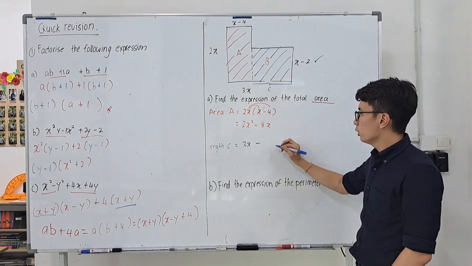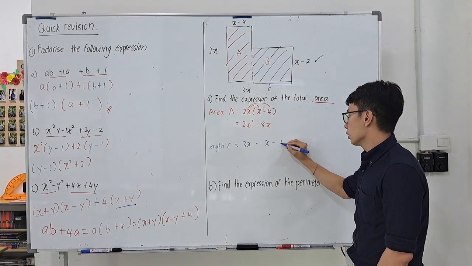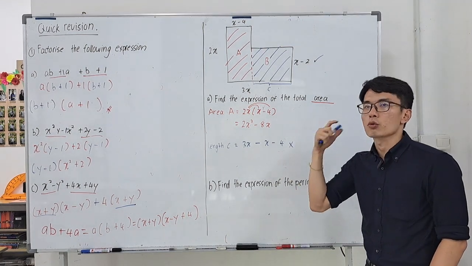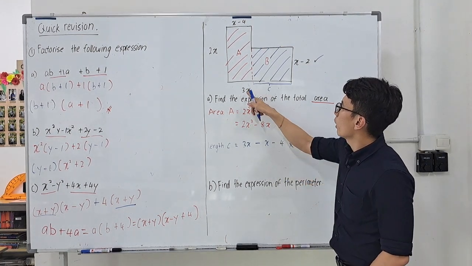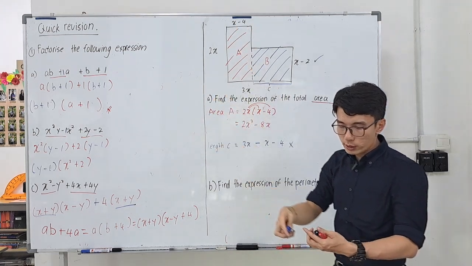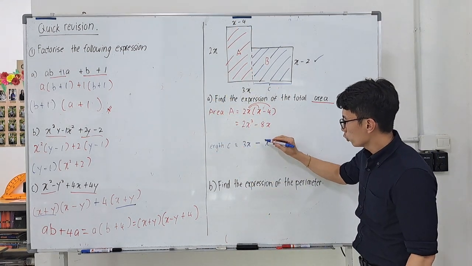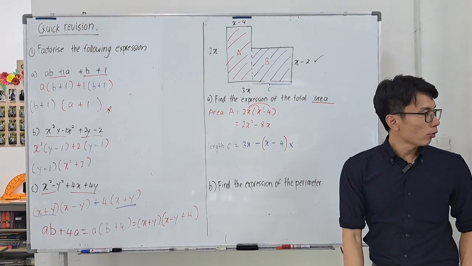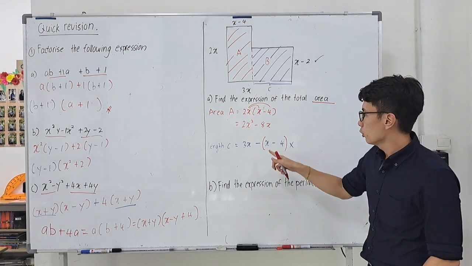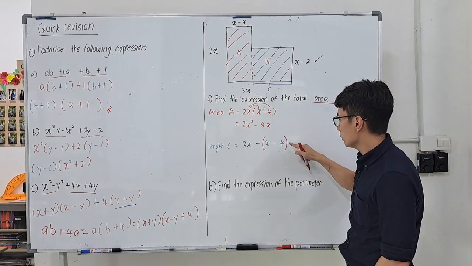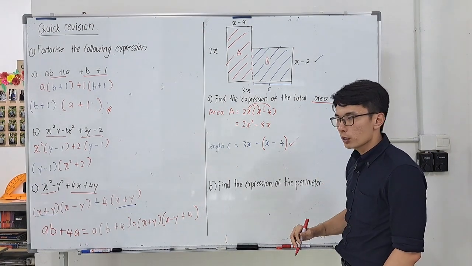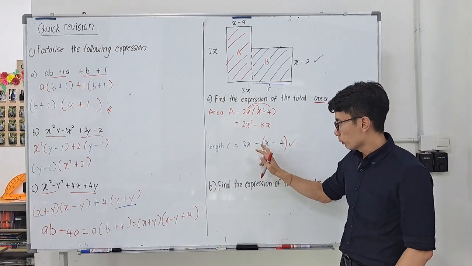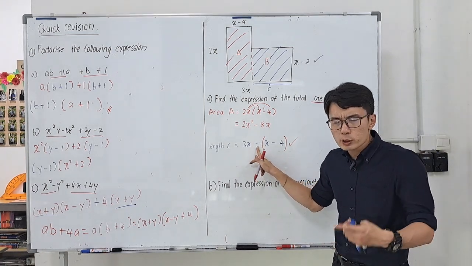Lots of times students will write as this. If you wrote this, this is wrong. Why? Because you are subtracting the whole thing over here. So do not forget to put your brackets, like this. Now this is correct. Because if you don't put bracket, it's going to be different. So when you're dealing with a subtraction operation, please always put bracket.